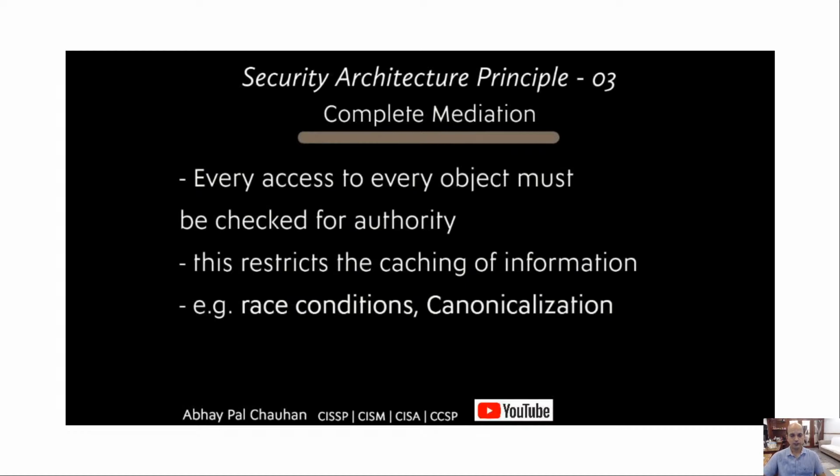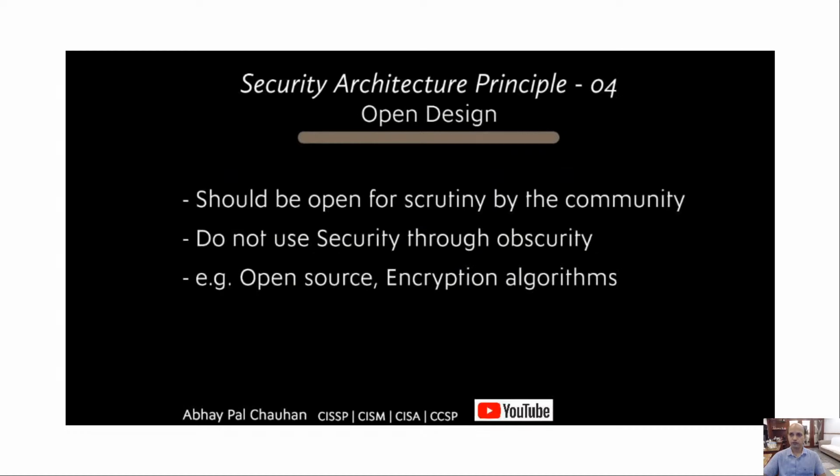Then moving to the third principle, which is complete mediation. It means every access to every object must be checked for authority, and zero trust is a perfect example of the same. Even race conditions and canonicalization are examples where they use the concept behind the principle of complete mediation. As per this principle, this restricts the caching of information, and whenever required, we need to do the whole authentication and authorization part again.